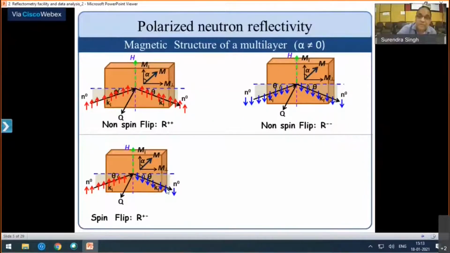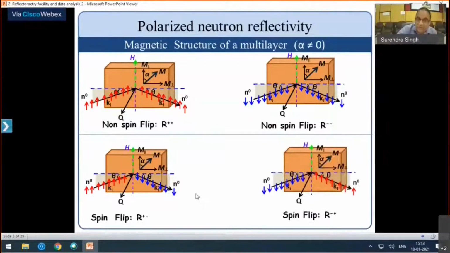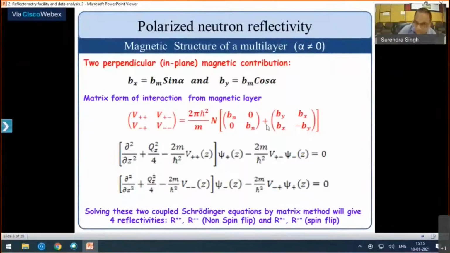Second spin flip is coming just because of this perpendicular magnetization. And there is another combination, which says when we send spin down neutron in the film and we collect spin up neutrons. Sorry, we have B plus plus, B plus minus.